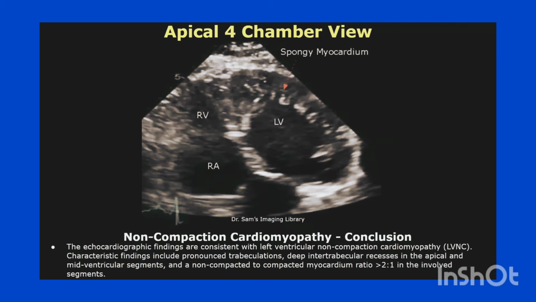Here is the conclusion. The echocardiographic findings are consistent with left ventricular non-compaction cardiomyopathy. Characteristic findings include pronounced trabeculations, deep intertrabecular recesses in the apical and mid-ventricular segments, and a non-compacted to compacted myocardium ratio greater than 2 to 1 in the involved segments.